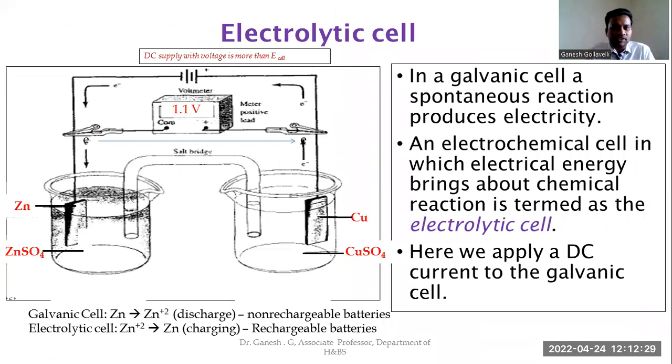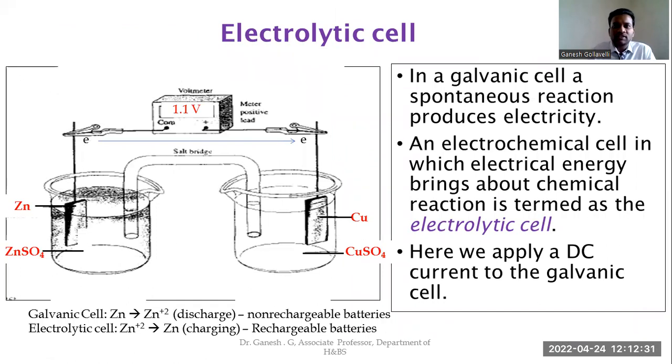So another type of cell is known as the electrolytic cell. An electrolytic cell is opposite to the galvanic cell. In a galvanic cell, a spontaneous reaction produces electricity. That's what we studied. But in an electrolytic cell, electrical energy brings about a chemical reaction. Here we apply a DC current to the galvanic cell.